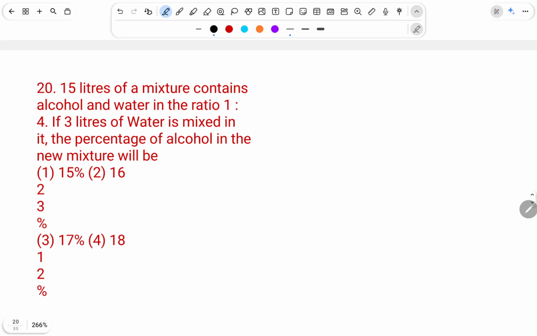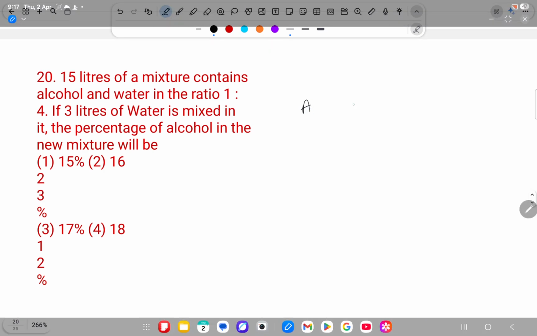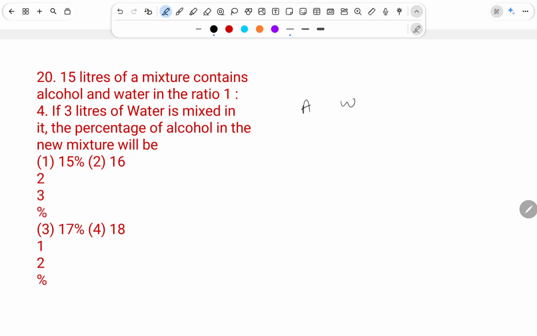15 liters of mixture contains alcohol and water in the ratio 1 is to 4. If 3 liters of water is mixed in it, the percentage of alcohol in the new mixture is, they are asking the alcohol percentage in the new mixture.